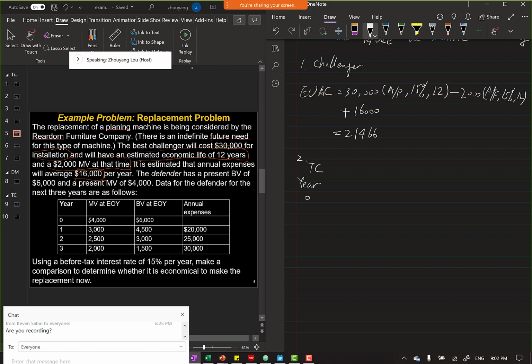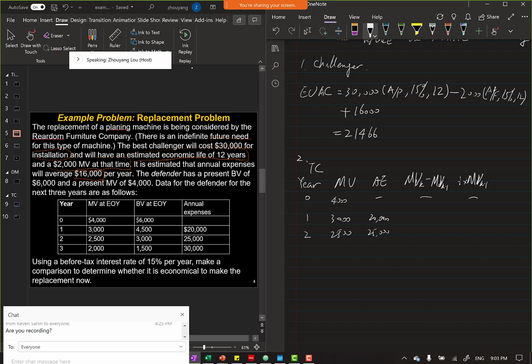So put down the numbers for the defender, year 0, 1, 2, and that's market value, that's 4,000, 3,000, 2,500. Operations and management costs, that doesn't cost us, just any expenses. 20,000, 25,000. So we still calculate these. And capital recovery, i times (MV at k minus 1).